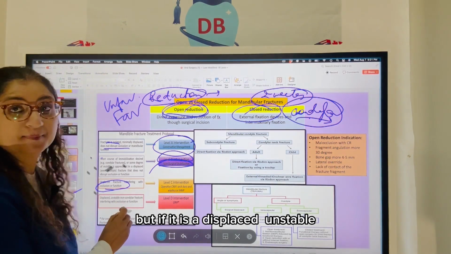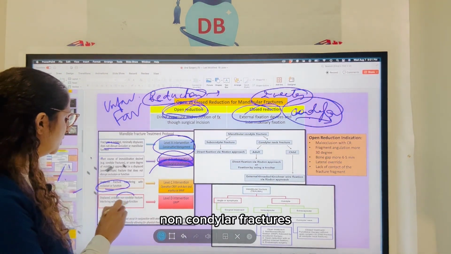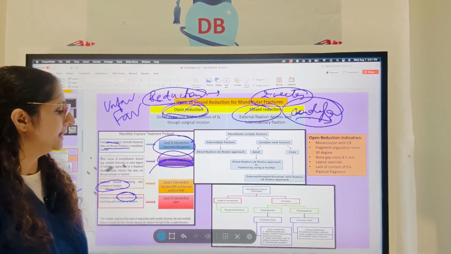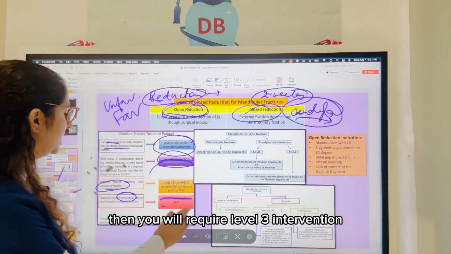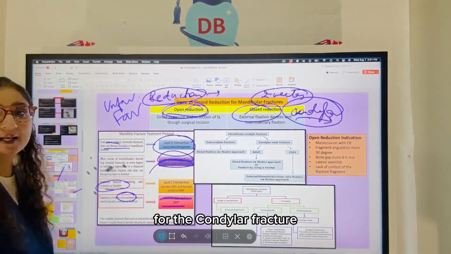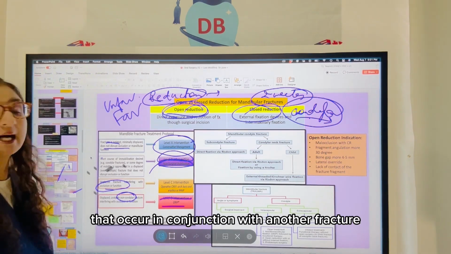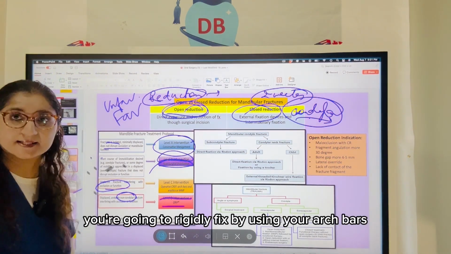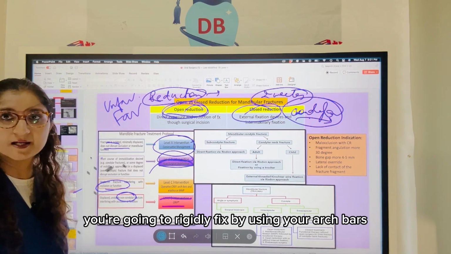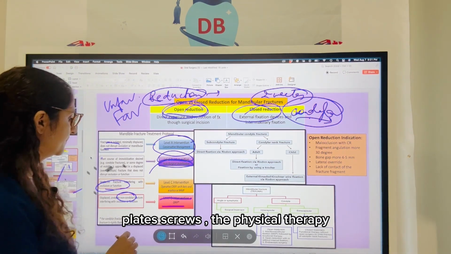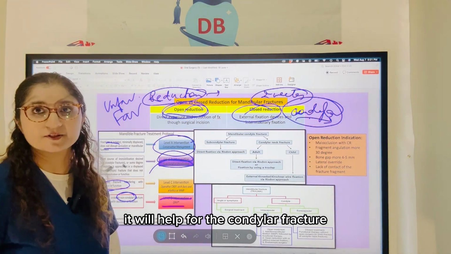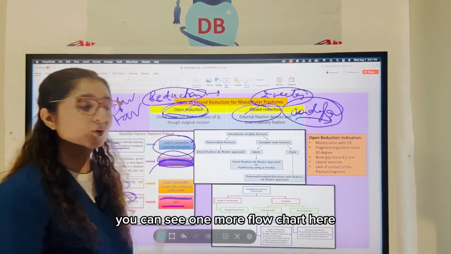But if it is a displaced, unstable, non-condylar fracture that is interfering with the occlusion or function, then you would require level D intervention. So, for the condylar fracture that occurs in conjunction with another non-condylar fracture, you are going to rigidly fix by using your arch bars, plates, screws. Physical therapy will help for the condylar fracture. You can see one more flow chart here.